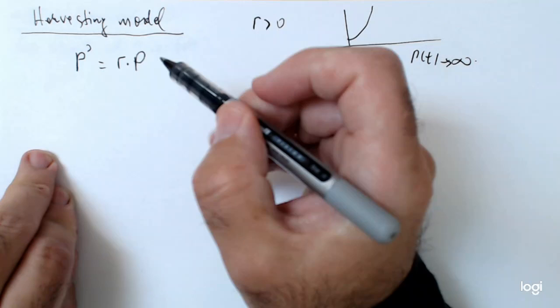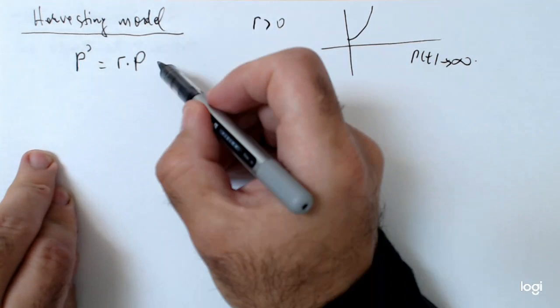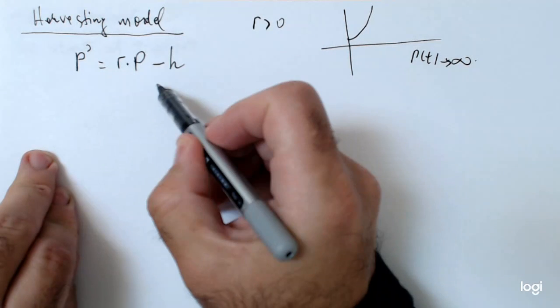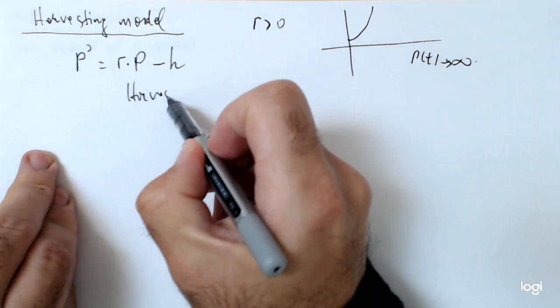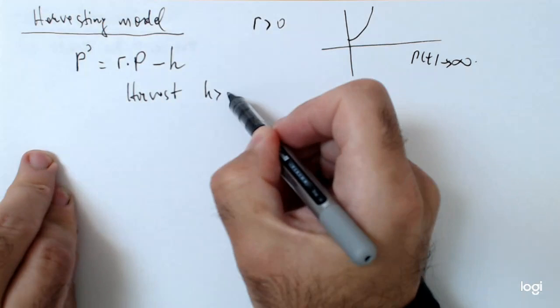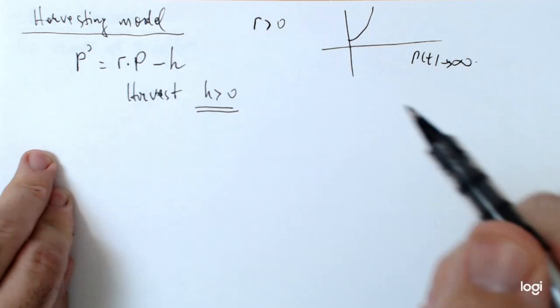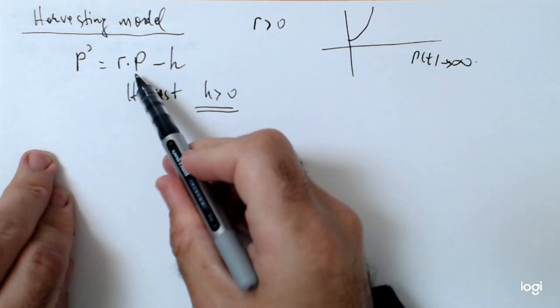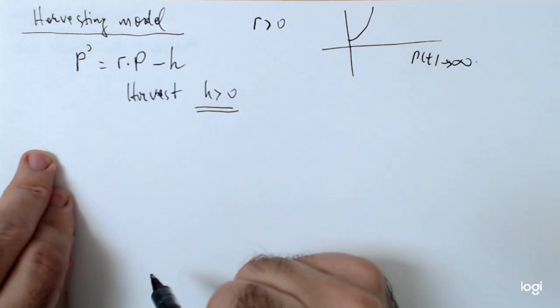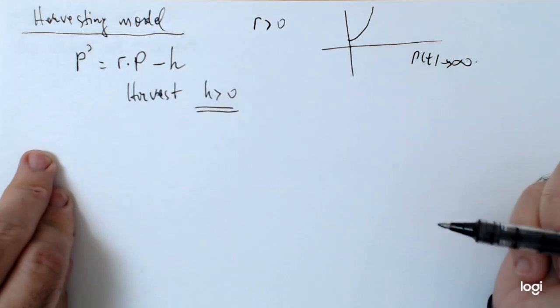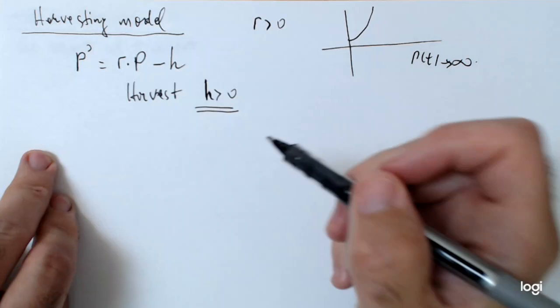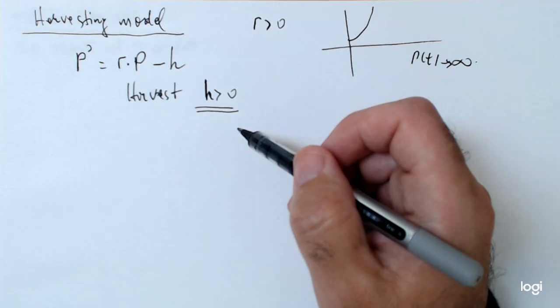But then you decide that per unit of time, you're going to cull the population. So you're going to basically harvest the population, and you indicate that by a constant. In other words, a specific number of individuals are removed from the population, where h is greater than 0. I mean, that specific number is given by a constant greater than 0.